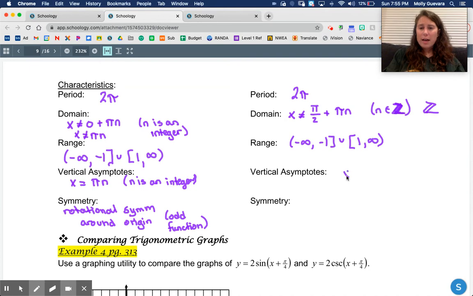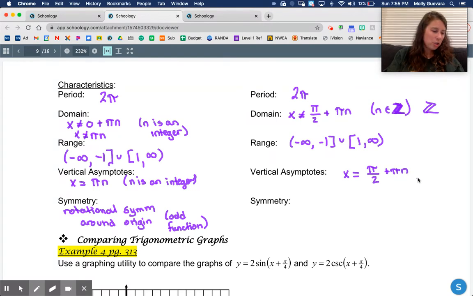My vertical asymptotes occur where my domain values don't. So right there, pi over 2 plus pi n. Again, n is in the set of all integers.